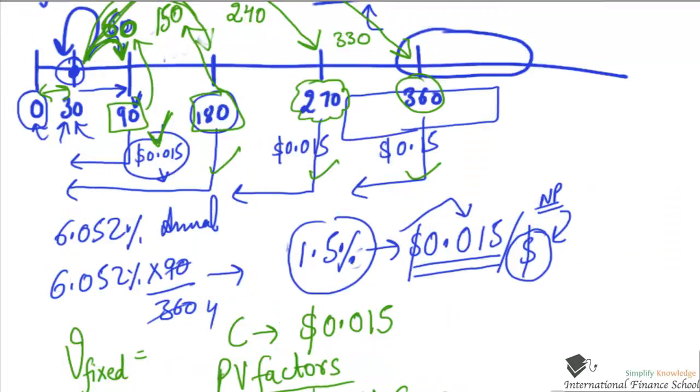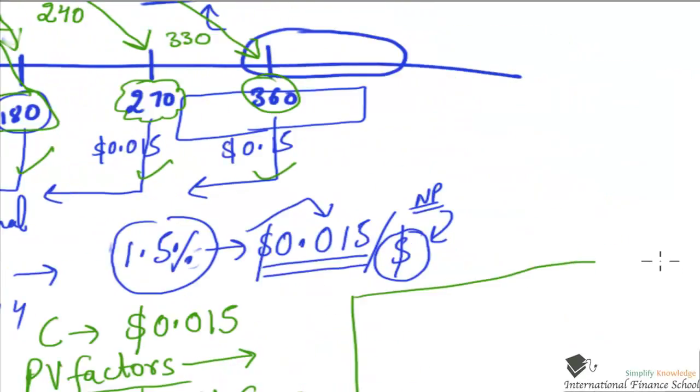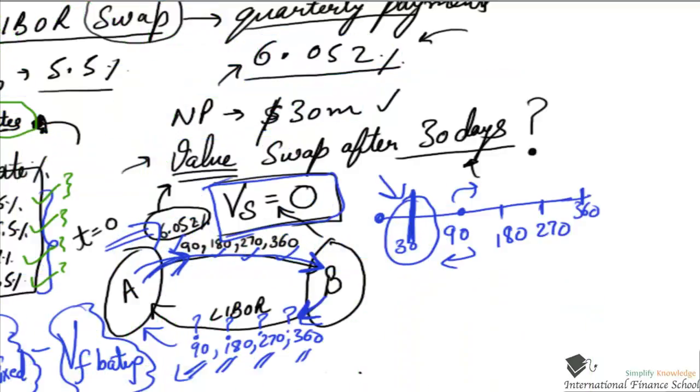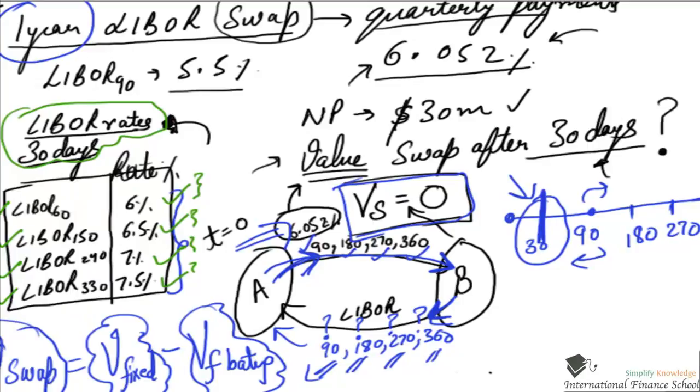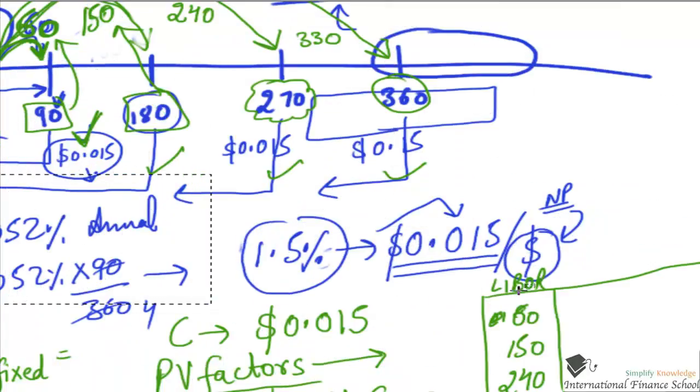So to go step by step, let me compute present value factors right here. After 30 days have elapsed, let me put LIBOR here. The LIBOR 60 day, 150 day, 240 day and 330 day are given in the table. So what I am doing is just picking this table from here, the table which is given in the question, and let me paste that table here.